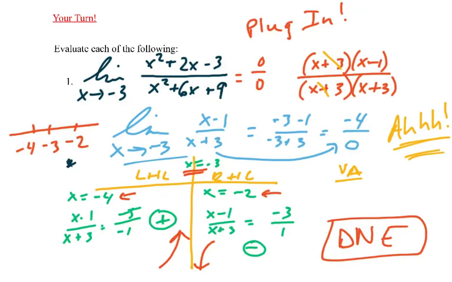Also, another thing: when you plug in, you don't have to go back to that original function. You can use the simplified function that we had after we canceled out that common factor of x plus 3. So don't think you have to go all the way back up here to this original function. Definitely use the simplified version to help you out. And again, we end up with the left side approaching positive infinity, the right side approaching negative infinity, and so that means my overall limit does not exist.